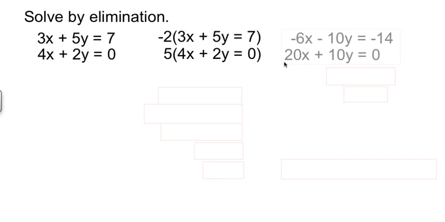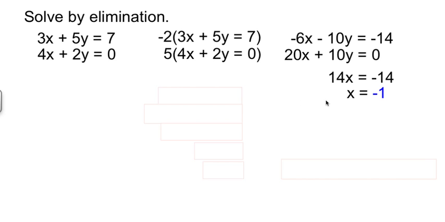So distributing the negative 2 and the 5, you get negative 6x minus 10y equals negative 14. And I get 20x plus 10y equals 0. Now I can combine these two equations together, and look what happens. The y is gone. Just by simple addition, and then divide, and we get x equals negative 1.